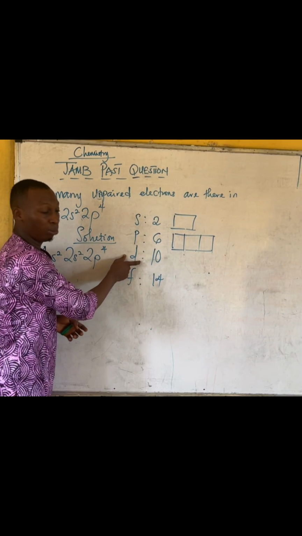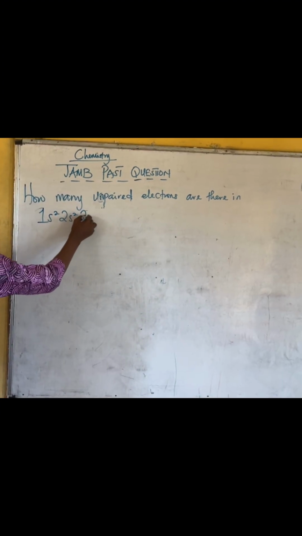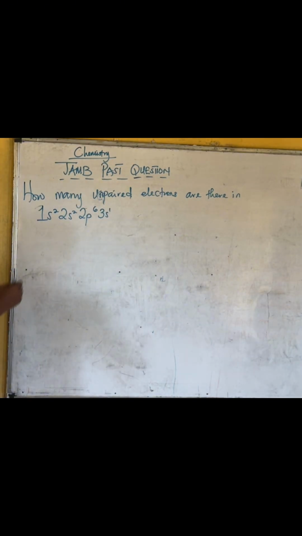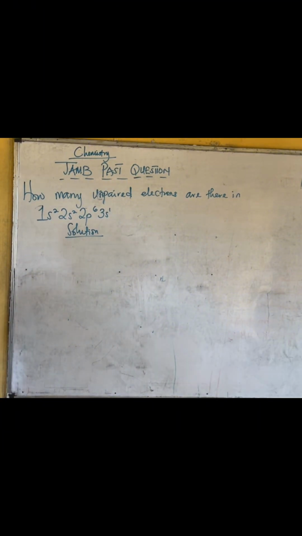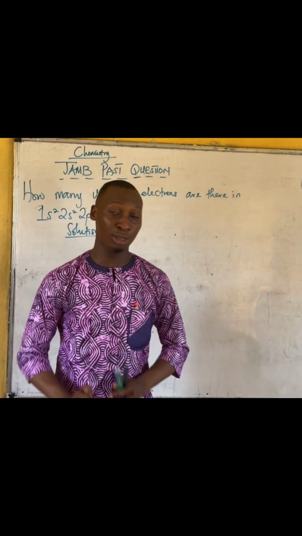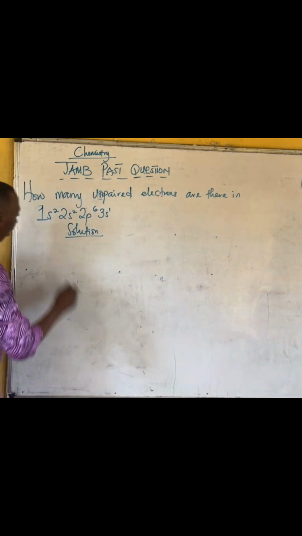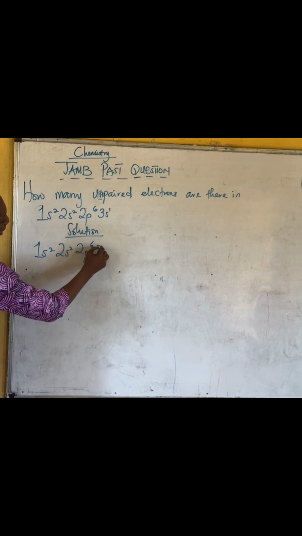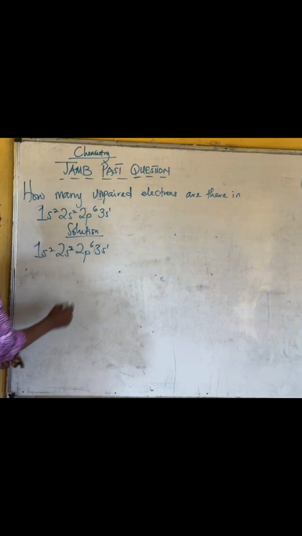The d orbital, maximum of 10 electrons, divided by 2. Now consider 1s2, 2s2, 2p6, 3s1. So how do we estimate the number of unpaired electrons? You notice that when I was teaching you the first example, I didn't come up with a simple concept. Now there's a simple way to answer this question other than doing that long form. The simple way is coming from here. Take note of everything that has been given to you. I have 1s2, 2s2, 2p6, 3s1.